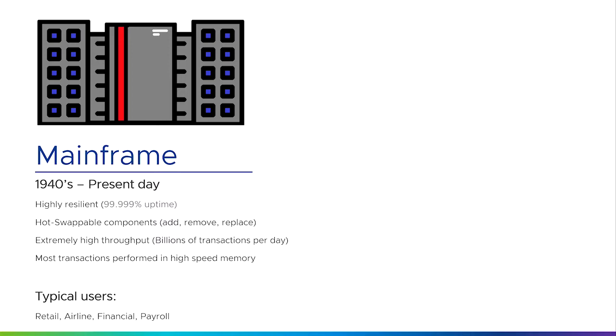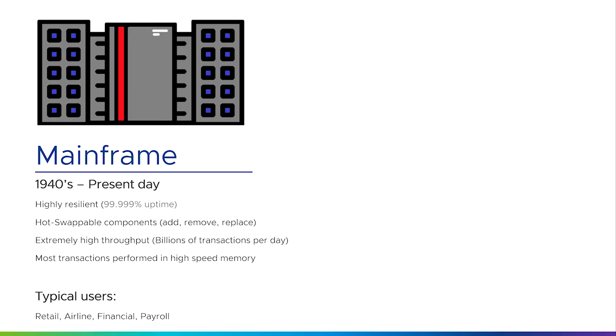Mainframes are highly resilient. They have 99.999% uptime. This means that they are ultra reliable because they have things like hot swappable components. What that means in simple terms is you can add, remove and replace components of the computer without having to turn off the computer. So components are swappable while the computer's running, something we call hot swappable.